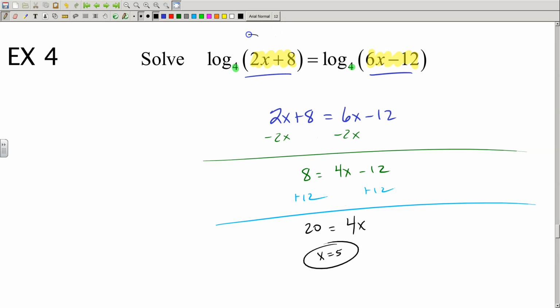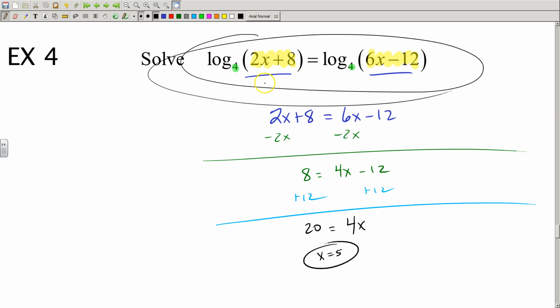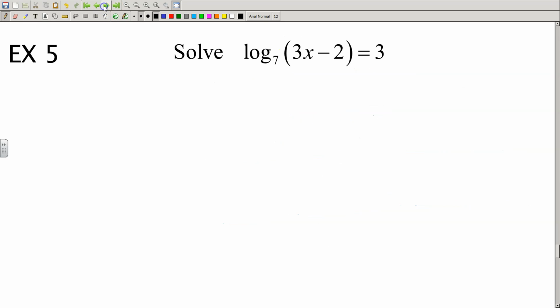So that's one kind of possible situation you may have. If you have two logs that are equal to one another, that means that the arguments inside of that log have to be the same as well, and we can just set them equal to one another. Let's try one that's not like that.